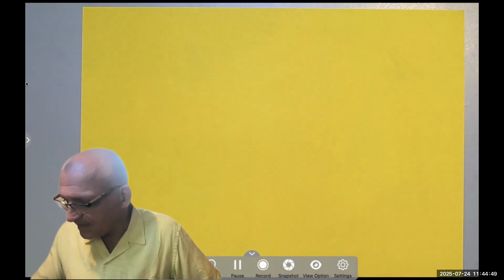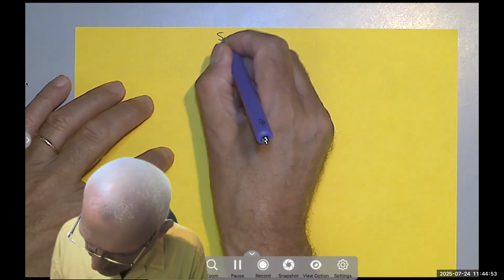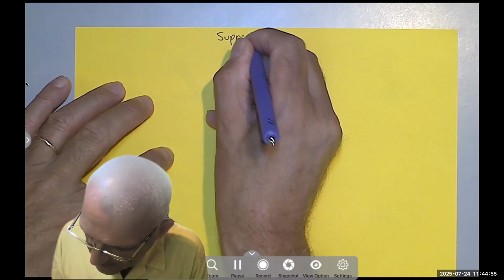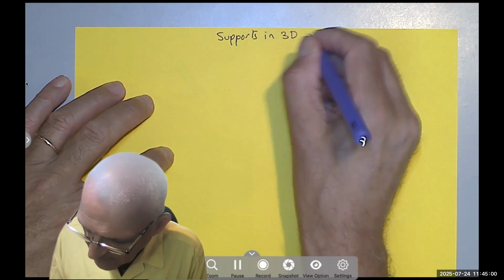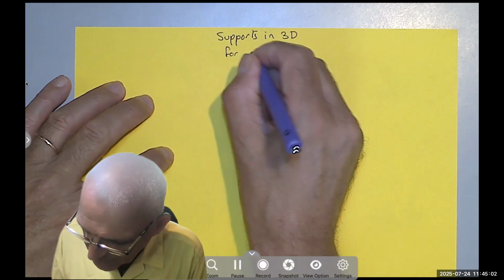Today, we are going to go over the supports in 3D. Okay, so again, let's say supports or support reactions in 3D for rigid bodies.